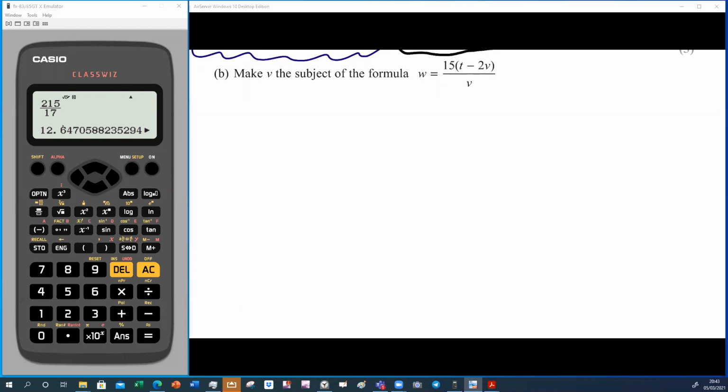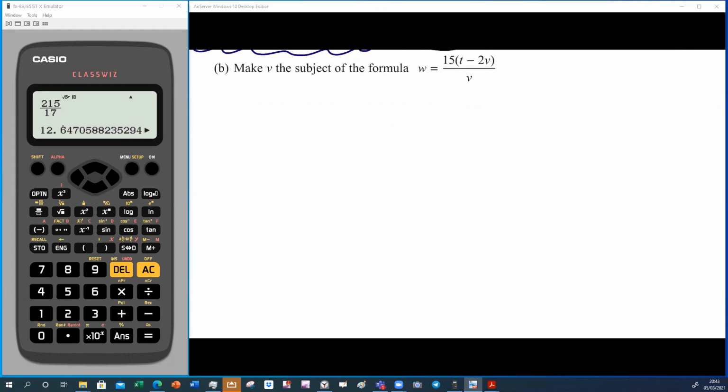Abu Bakr, of course you can do it. I said, put your hands up. You've started writing me a text. Yes, Abu Bakr, come in, please. Okay. Make V the subject of the formula.